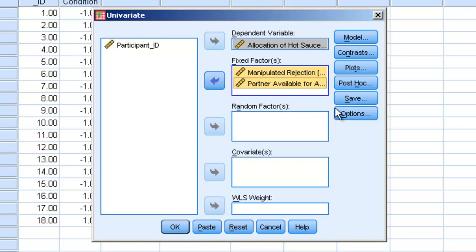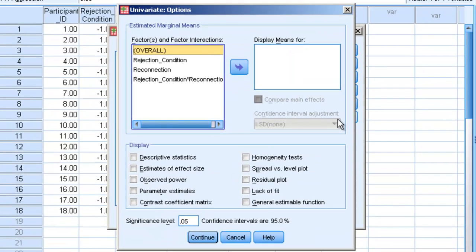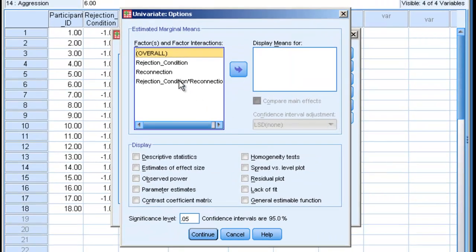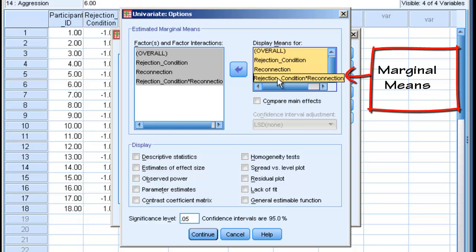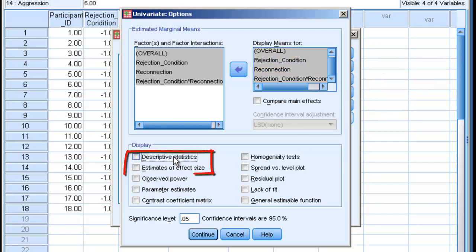The next thing I think we should do is click on Options, and we're going to bring over all of these means. These are the marginal means and the cell means, so this will let us know if we have main effects and what our interaction means are. We'll also bring over our descriptive statistics, and we'll even click on estimates of effect size. This will let us know how big the effect is.